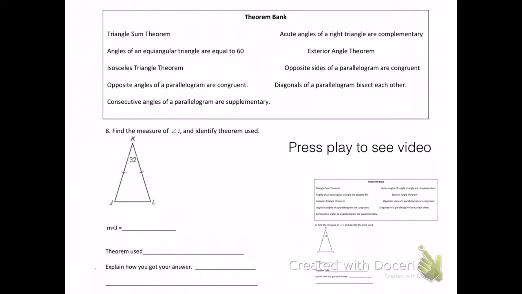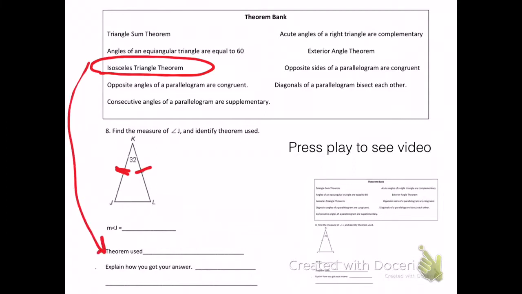Number 8, find the measure of angle J and identify the theorem used. Well, I notice in this triangle that it has a mark on this side and a mark on this side. That tells me that my triangle has two congruent sides, and an isosceles triangle is a triangle that has two congruent sides. So I'm going to use the isosceles triangle theorem to find the measure. The isosceles triangle theorem says that if I have two equal sides, then I also have two equal angles. So I know that angle J and angle L are going to be equal.